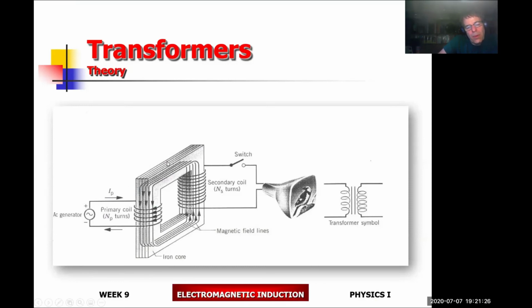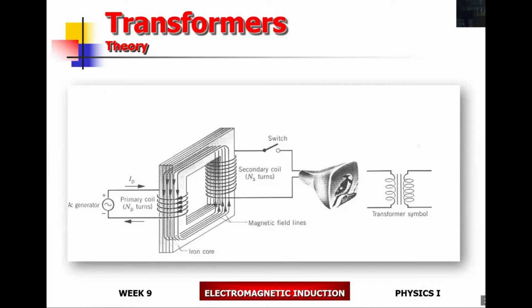All right, so by using a transformer, you got the primary coil, you got the secondary coil. I want you to notice that they're connected to each other using an iron core. I wonder why they use an iron core. How does that work?